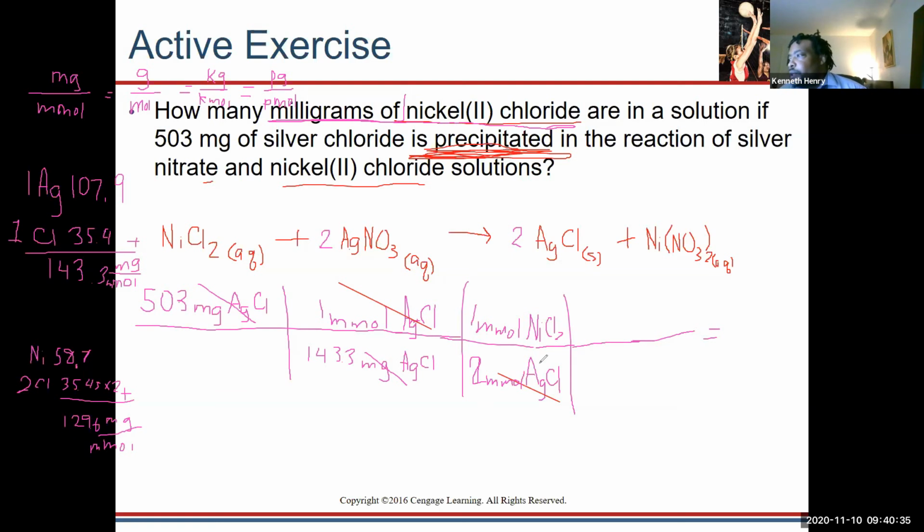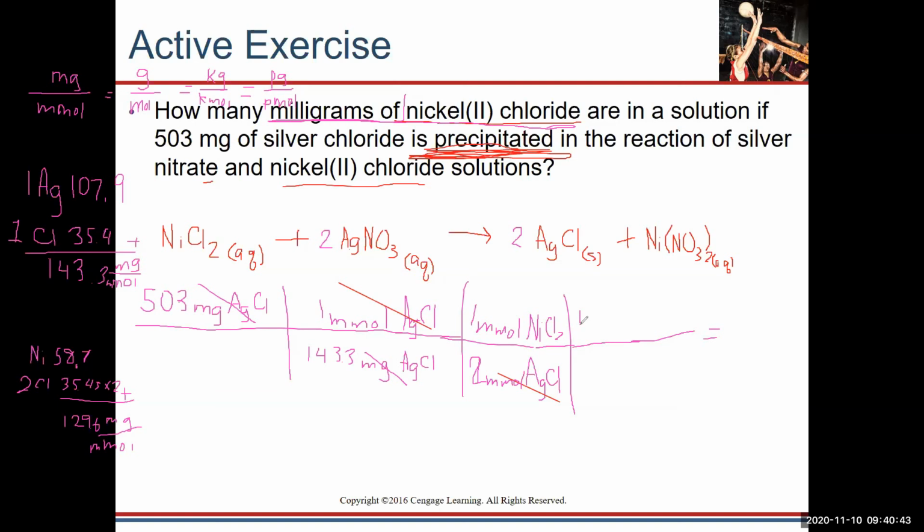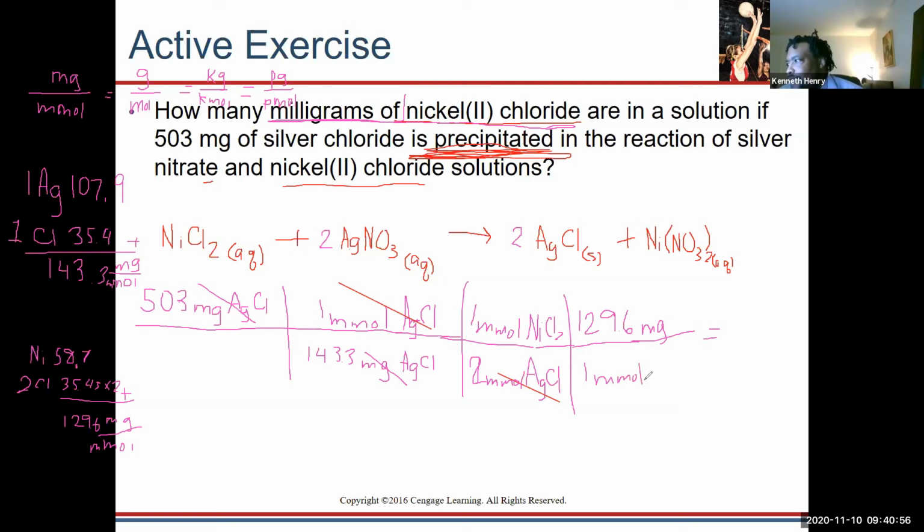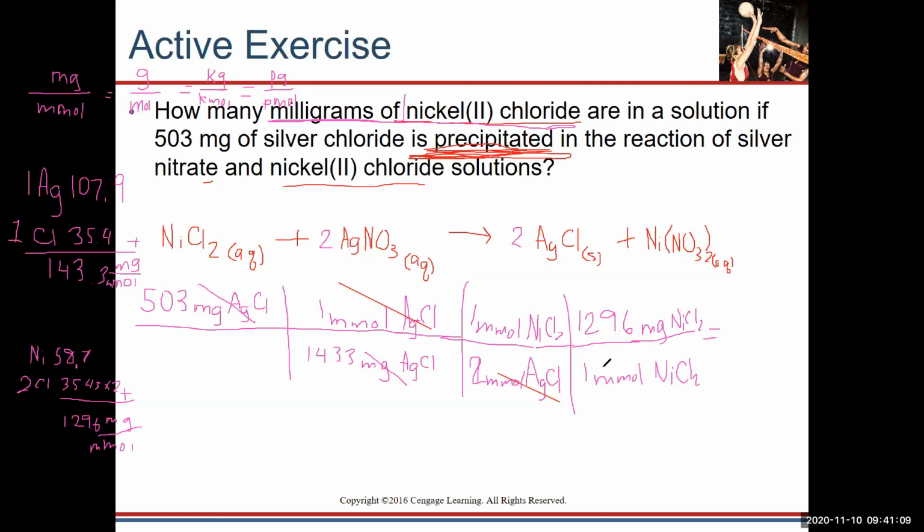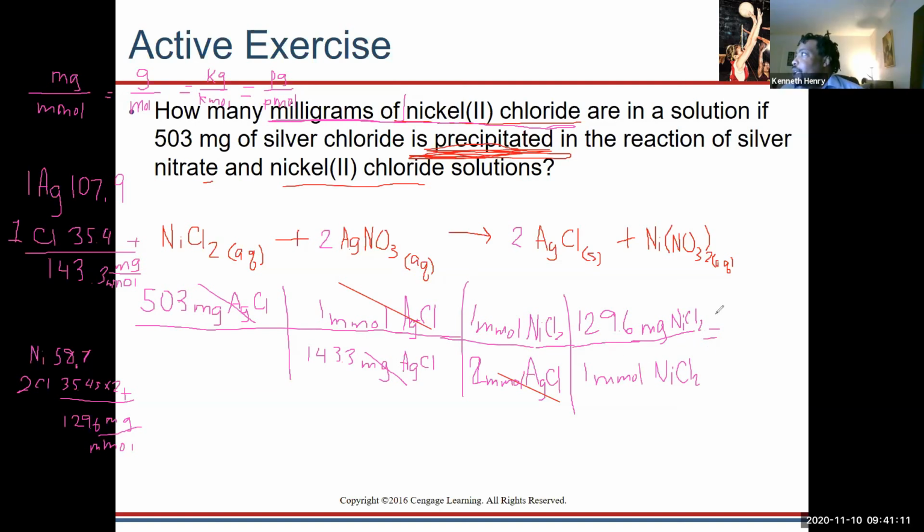Okay, so what's going on top? What's going on bottom? You would put 129.6 milligrams, and then that would be 1 millimole of nickel chloride. Okay, so we multiply it all the way across, and how many milligrams are we going to get?